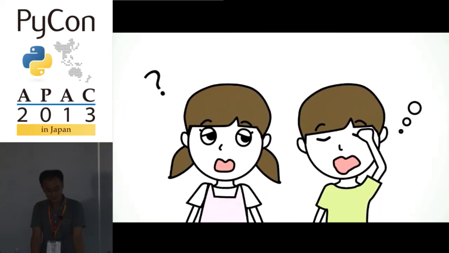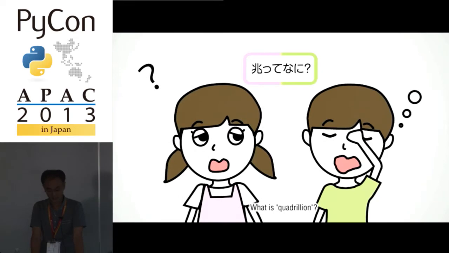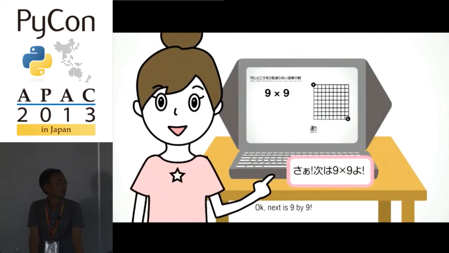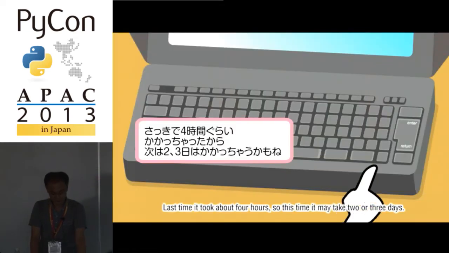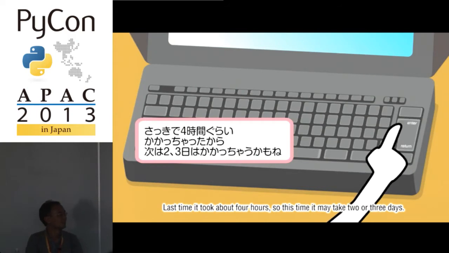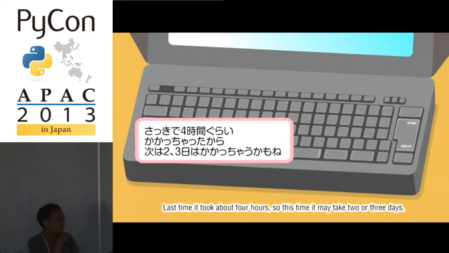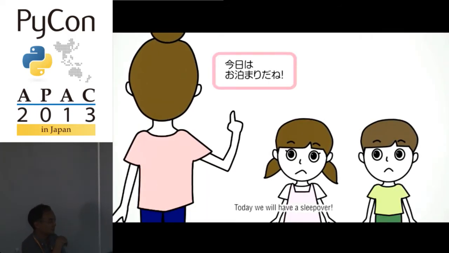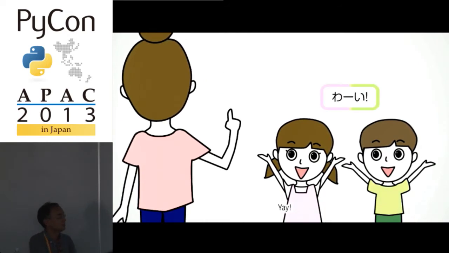And they will challenge the next step, the 9 by 9 grid, at last. Okay, 9 by 9 grid. What will happen next? It may take 2 or 3 days.